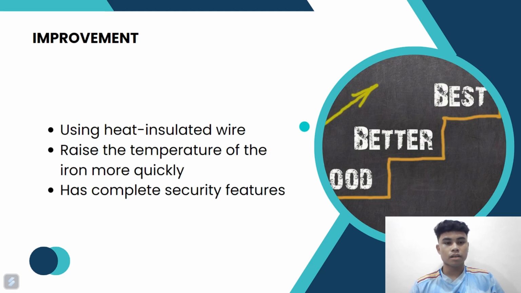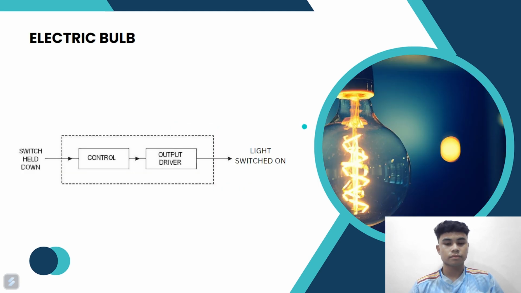And next, how to improve the electric iron. First, using heat insulated wire. Second, raise the temperature of the iron more quickly. Third, has complete security features. Next, we look about electric bulb, and this is the block diagram about electric bulb.